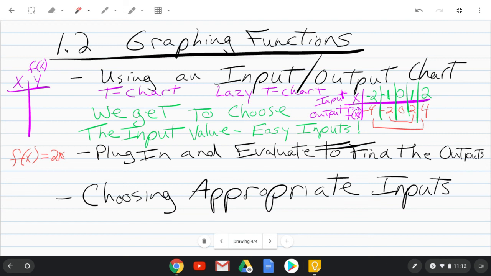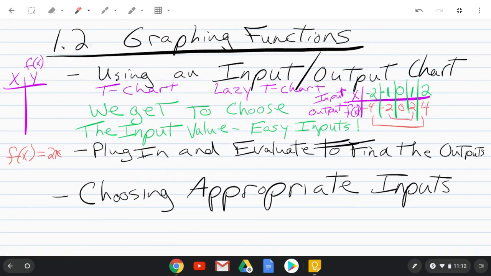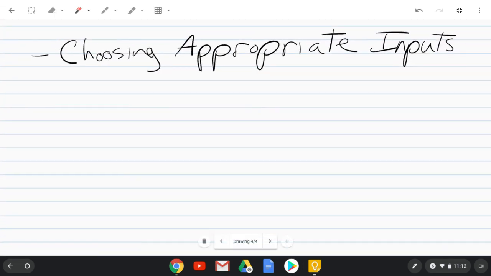So we use input-output charts. Okay, we choose the input that we want, choose the easiest ones you can think of, then plug it in and evaluate to find the outputs. You've been doing that for a long, long time. Okay, that was the first thing we talked about in section 1.2. Now let's talk about choosing appropriate inputs. There's really only two main ideas. The first one is the square roots, and the second one was fractions. These are the main two things we talked about when we dealt with choosing appropriate inputs.